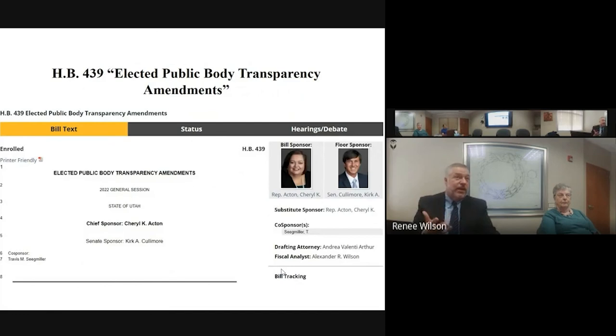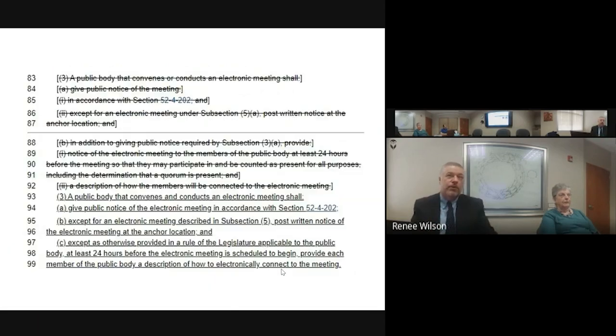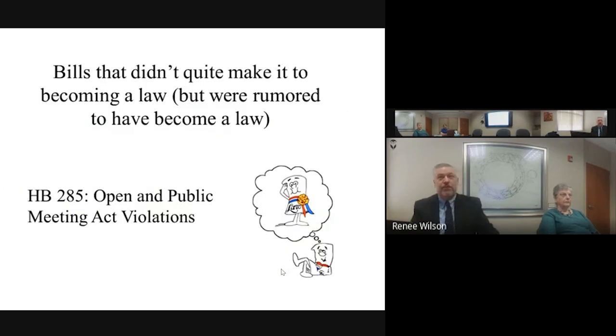Besides that, it's one of those great things that sometimes you propose certain things in the legislature and it ends up in another bill. HB 439 had another part of the bill that was changed over. If you notice, this language is exactly the same as what was in HB 439. So even though the section about public comment was taken out, the other parts that were making changes were adopted. And the last one we're going to look at is the Open and Public Meeting Act Violations, HB 285.